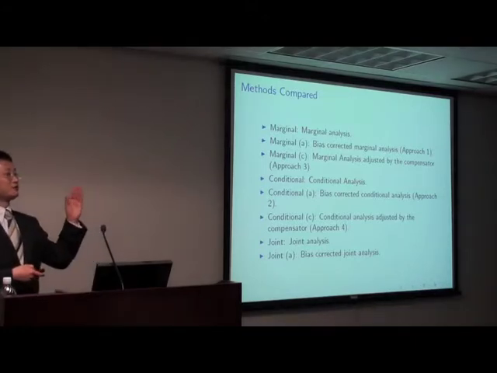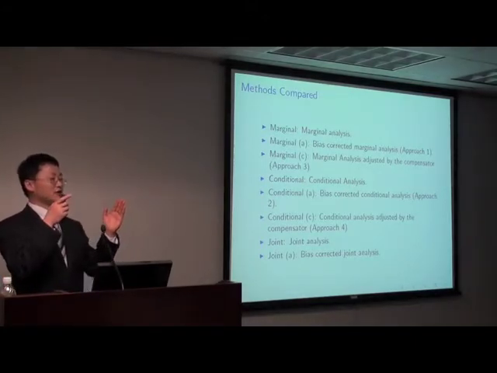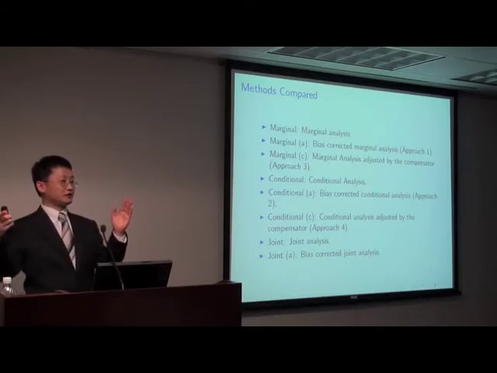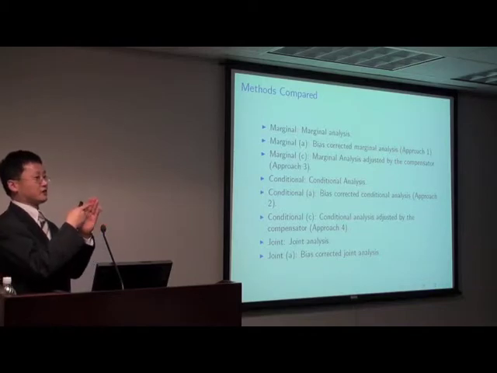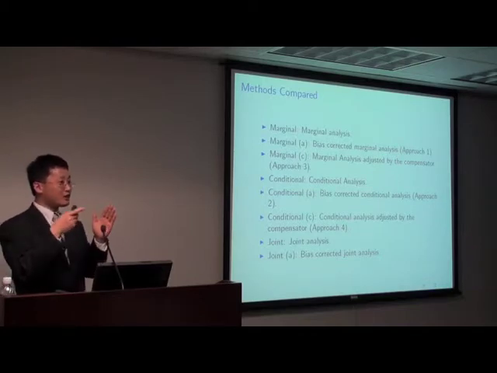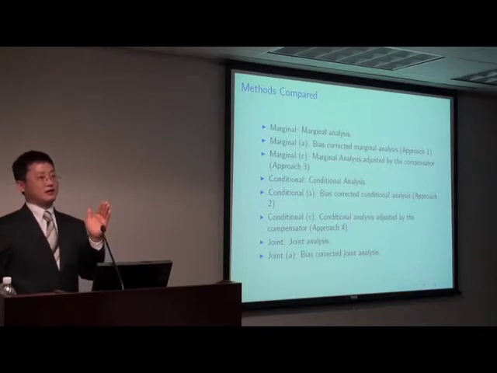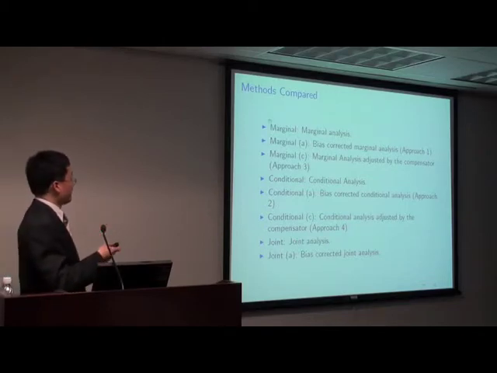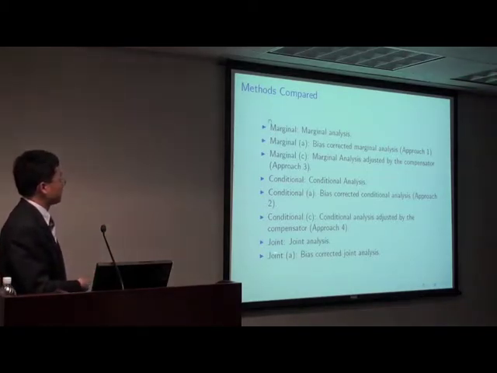Remember, we do two conditional analyses. One is using the primary outcome conditional on secondary outcome and genetic and environmental effects. The second analysis uses the secondary outcome conditional on the primary outcome, the genetic marker, and the environmental effects. So if you combine those two together to perform one analysis, this is called joint analysis.